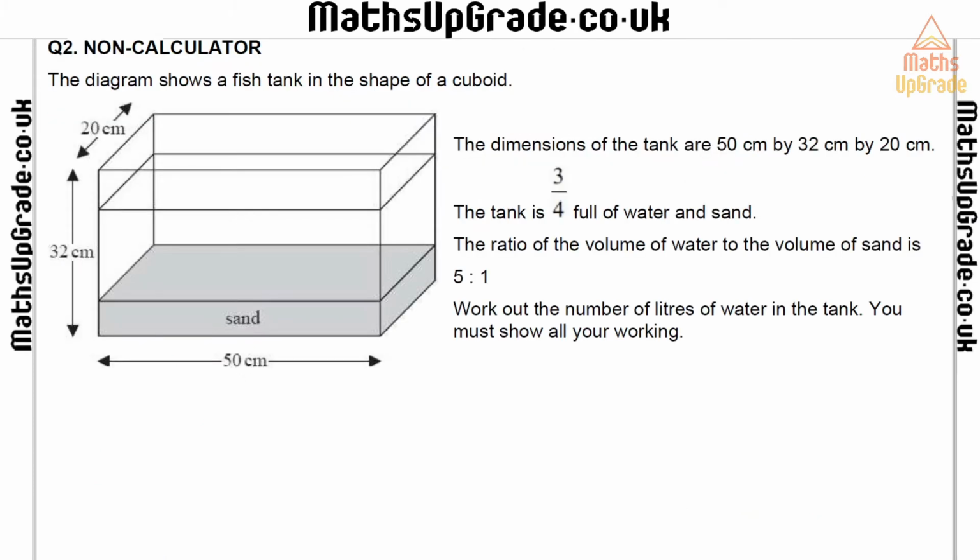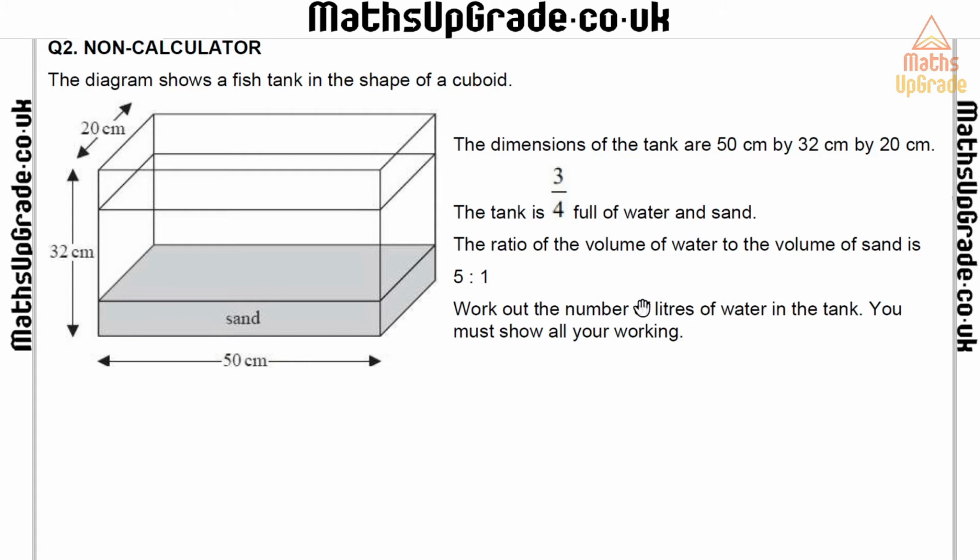Question 2 gives me a diagram which shows a fish tank in the shape of a cuboid. The dimensions of the tank are 50 centimetres by 32 by 20, and those dimensions are marked on the diagram as well. The tank is 3/4 full of water and sand. The ratio of the volume of water to the volume of sand is 5 to 1. Work out the number of litres of water in the tank. You must show all your working.